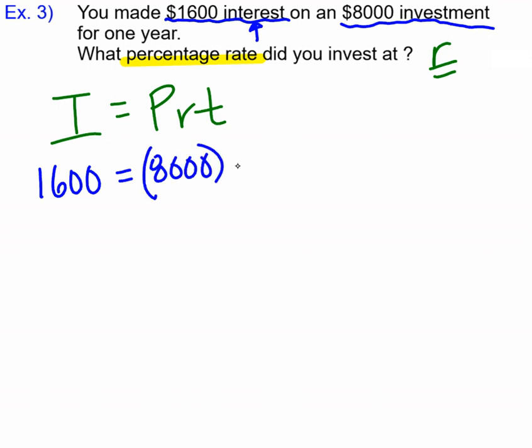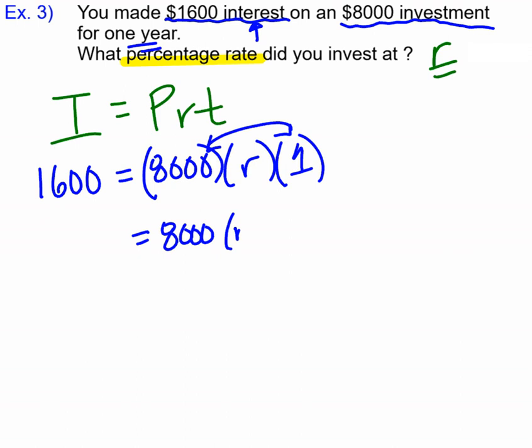And we said before we don't know what the R is, so we're going to leave an R there. And then the time we have here, it's 1 year, so we're going to use the number 1. Now I can simplify the right side because 8,000 times 1 happens to be 8,000. And then the other side has 1,600. Now let's read what this is saying. It's saying that there's some number R. If I multiplied it times 8,000, I would get 1,600.